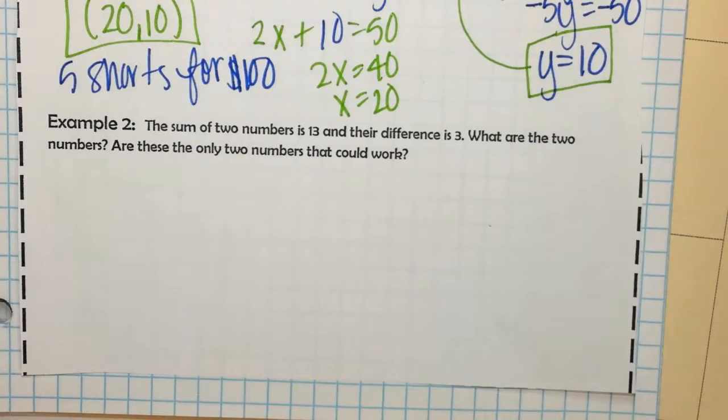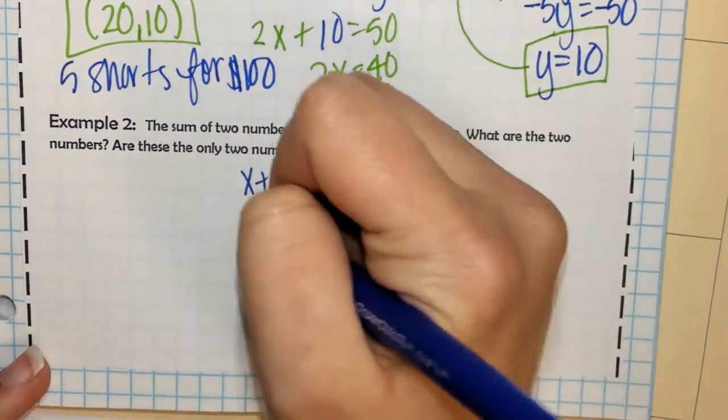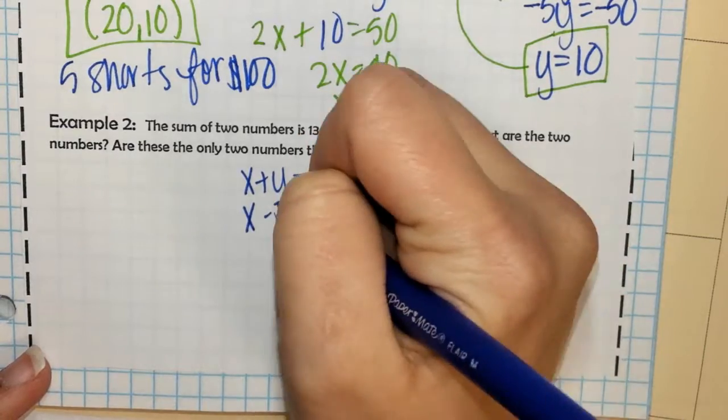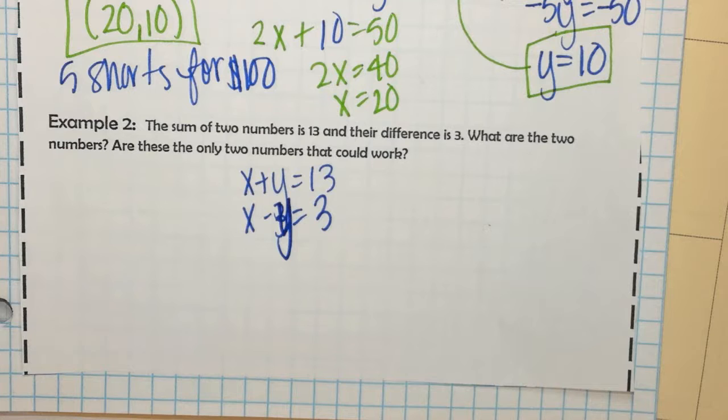Example 2 says the sum of two numbers is 13 and their difference is 3. What does it mean if you're doing the sum? X plus Y equals 13. And if you're doing the difference? X minus Y equals 3. Alright, solve this one without me. Whatever method you want, solve it without me. And we're not going to say it out loud. We're just going to solve the problem quietly to ourselves.